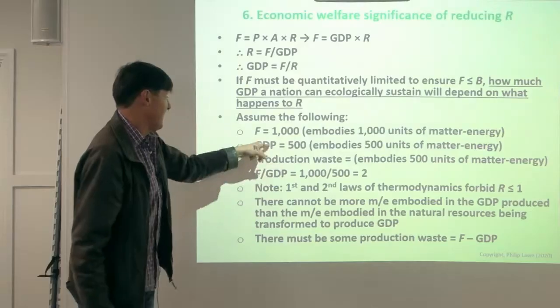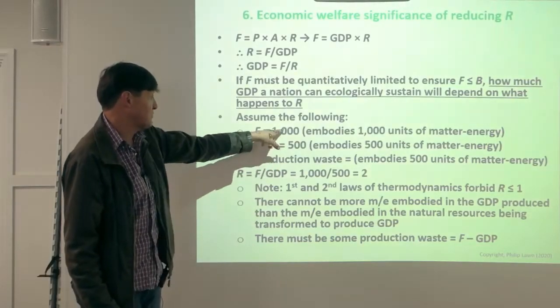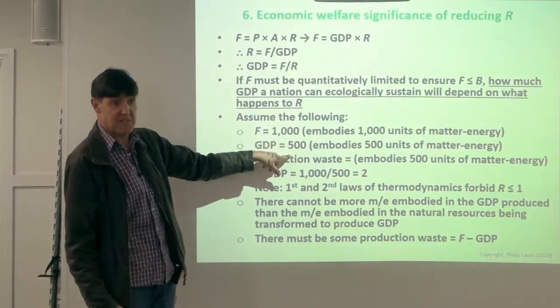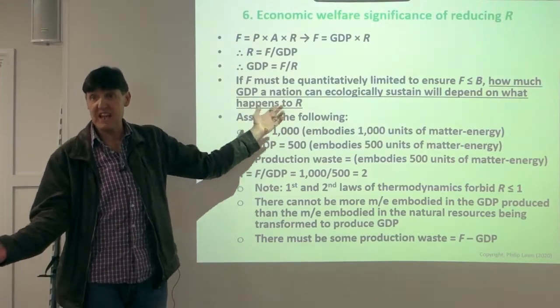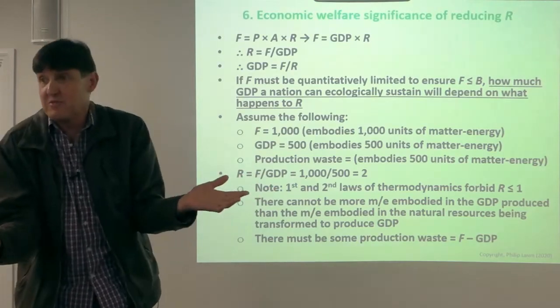So the matter and energy embodied in the resources ends up in the goods and services, but not all of it. Some of it immediately becomes production waste. You are going to have some production waste. In this situation, production waste would just be the difference between 1,000 and 500, which is 500. So technically, you'd have an efficiency rate of 50%, meaning of the matter and energy embodied in the resources used to produce goods, 50% goes into the goods and 50% immediately becomes waste.